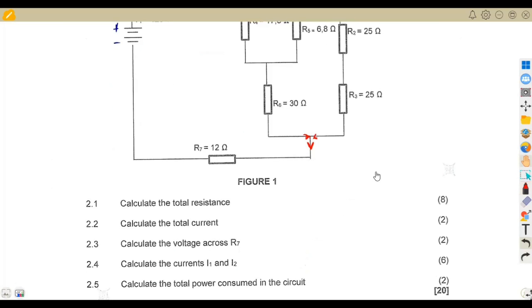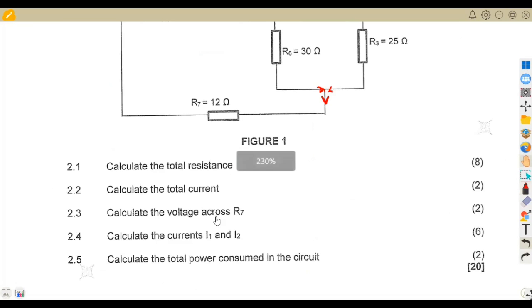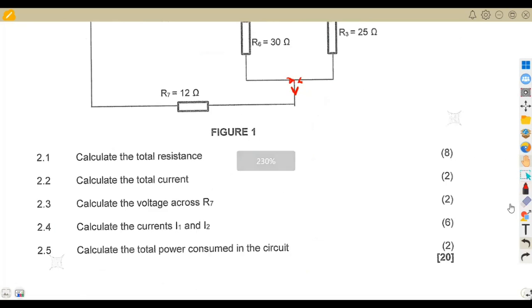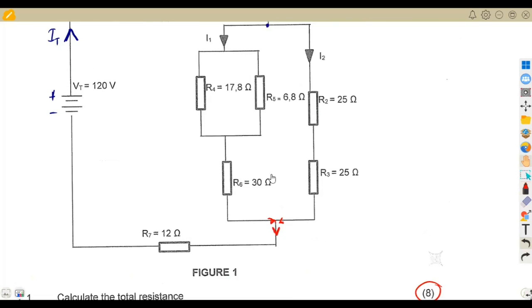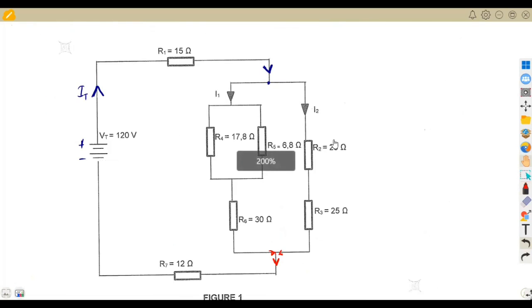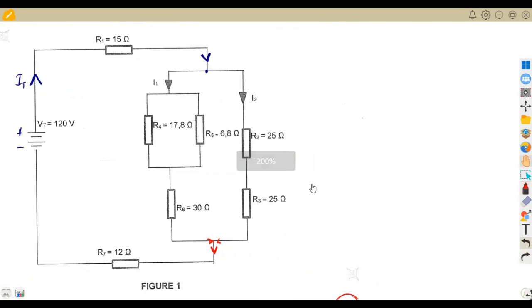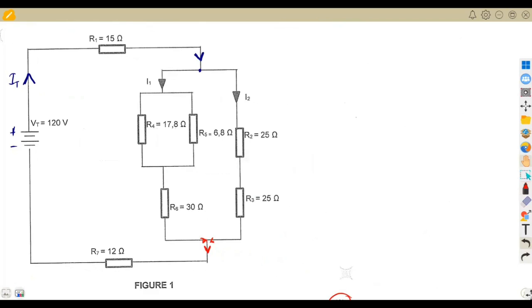All right, so let us check what our question was. The first part of question 2.1 was to calculate the total resistance, and that is 8 marks. Let us see how we are supposed to get our total resistance. Because this diagram is too big, I'm just going to calculate it aside so that we also see it as we analyze the diagram. So that was 2.1, we need to calculate the total resistance.